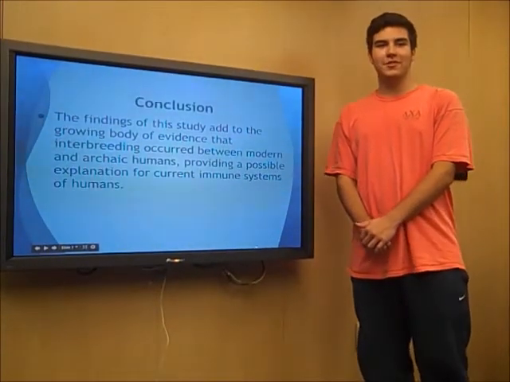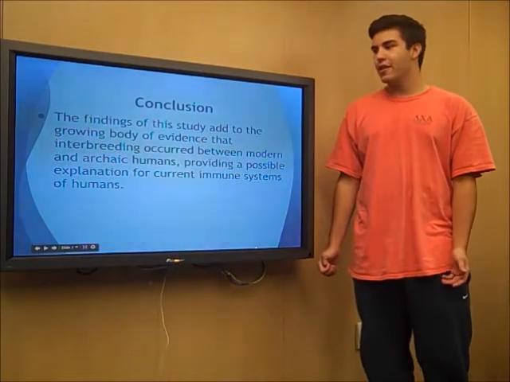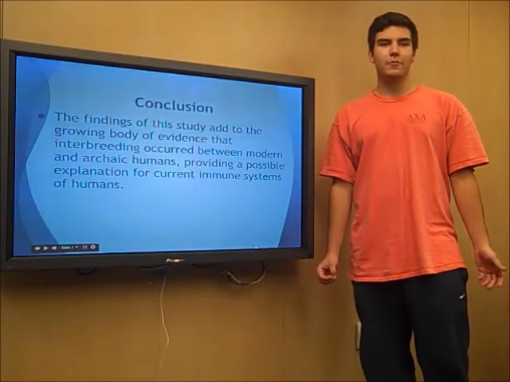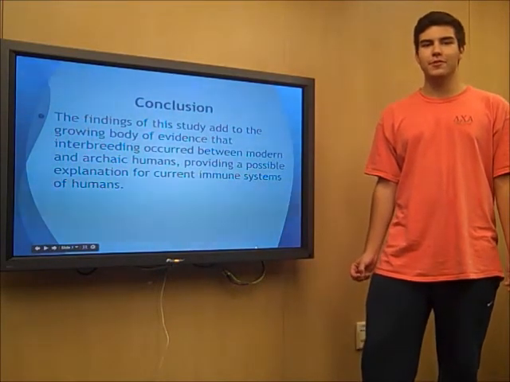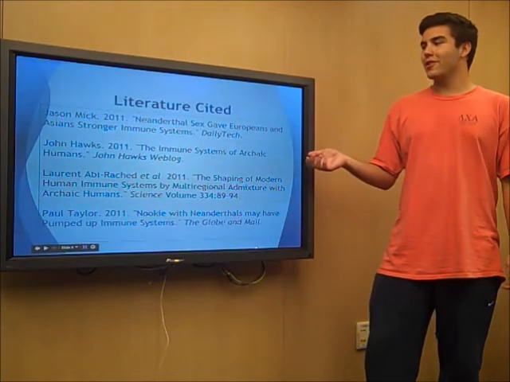So to conclude our presentation, one could say that the findings of this study add to the growing body of evidence that interbreeding did happen between modern and archaic humans, thus providing a possible explanation for the current immune system of humans. And these right here are our sources.